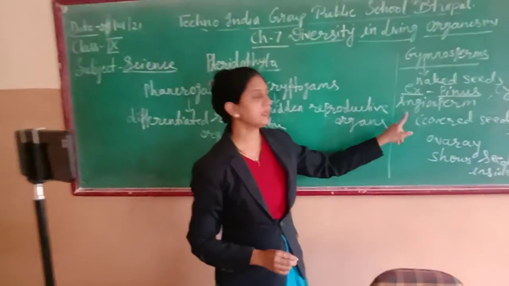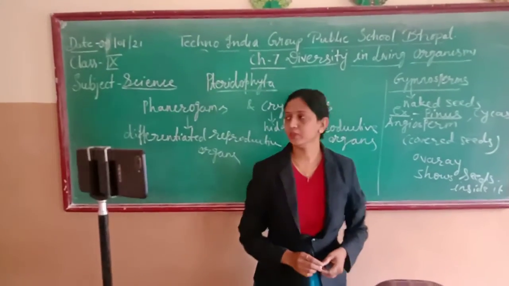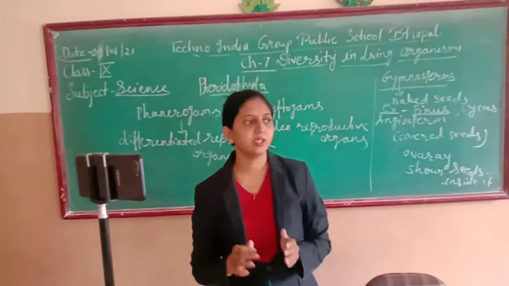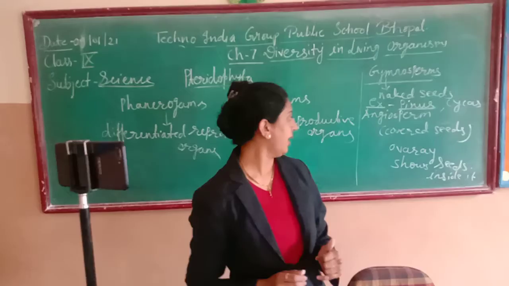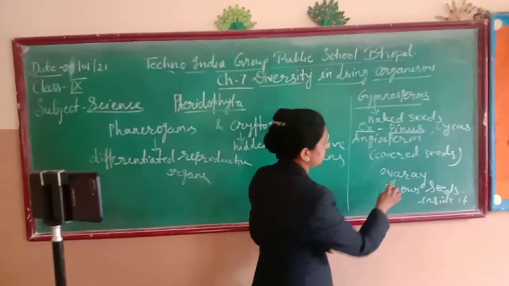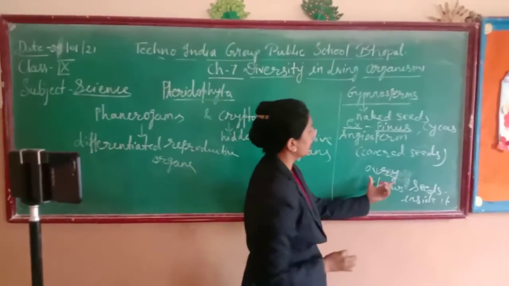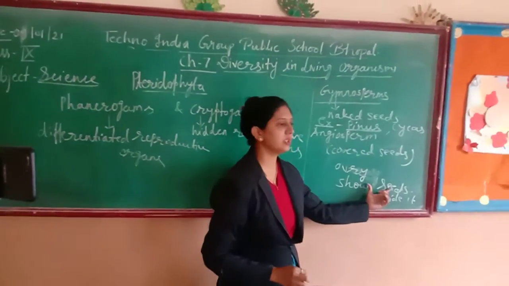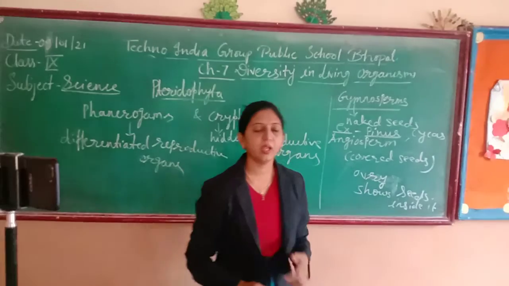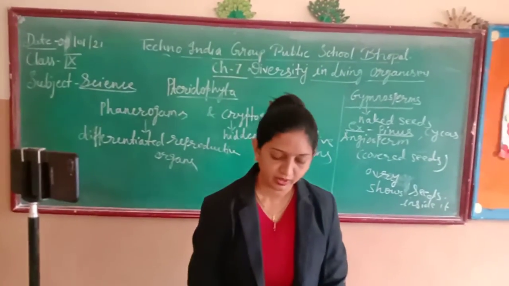Then another type is angiosperm. In angiosperm, the seeds are covered, meaning they are covered inside the fruit, and inside the ovary. The seeds are present inside the ovary, and after that the formation of fruit takes place.